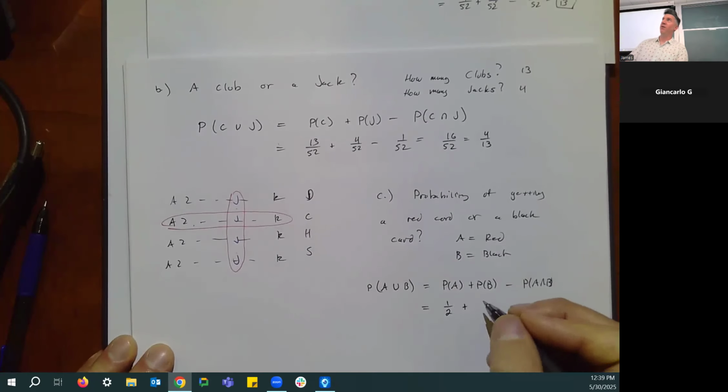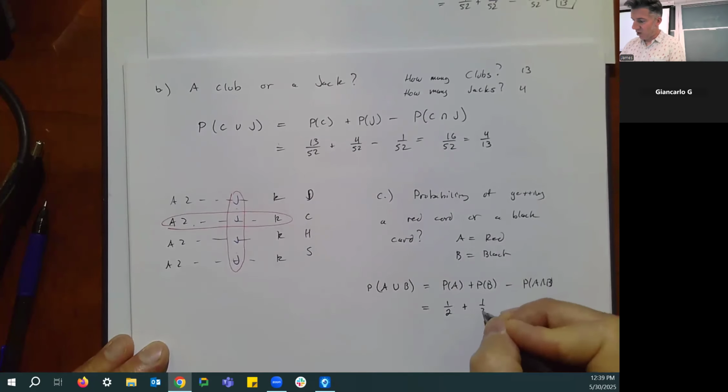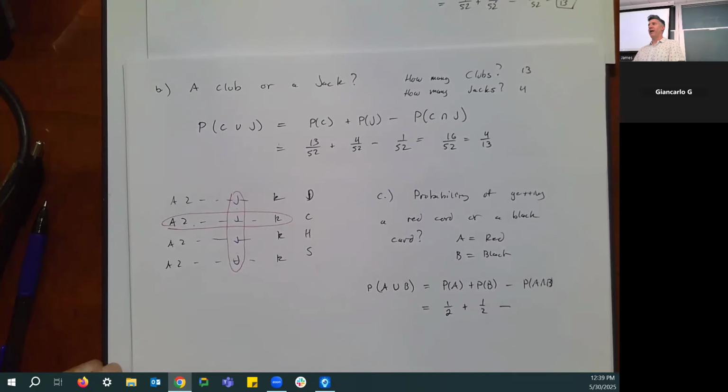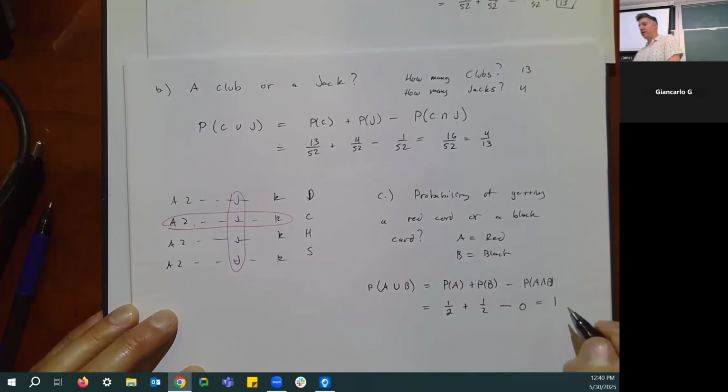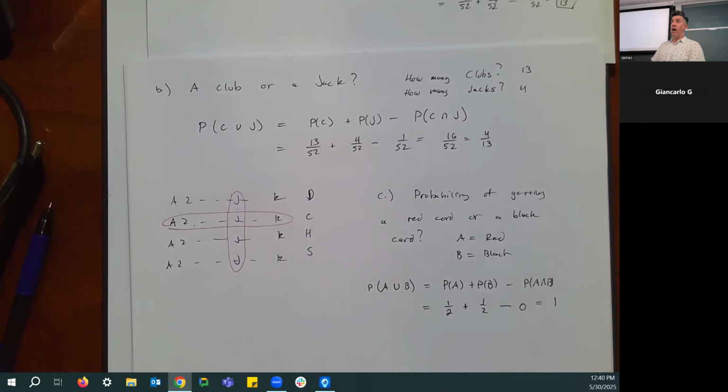What's the probability of getting a black card? What's the probability of getting a card that is red and black? 0. There are 0 such cards. So, not surprisingly, the probability of getting a red or black card is 1 or 100%. If you pick a card, it's going to be red or black. You have no option, right? It's going to happen regardless of whichever card you pick. There's a 100% probability that it's going to be either red or black.